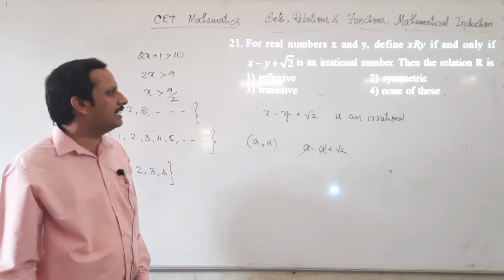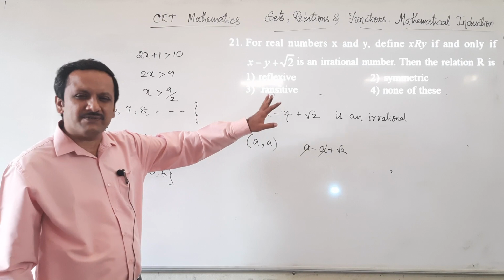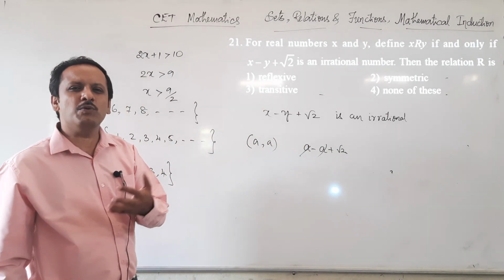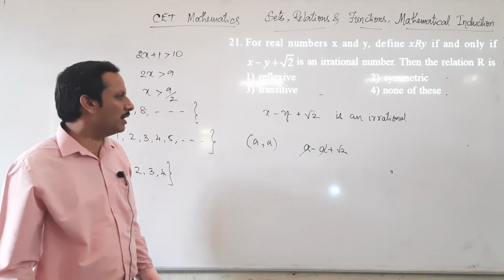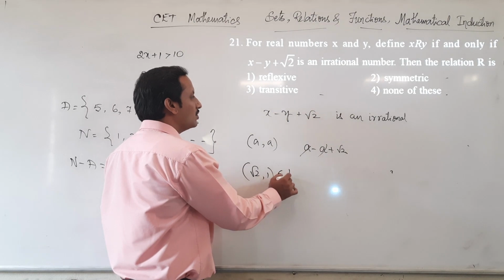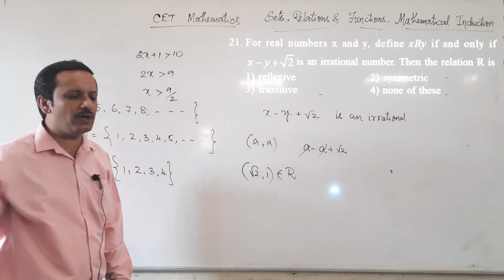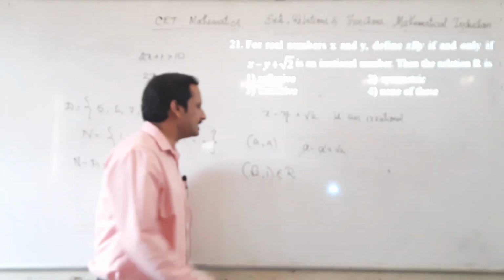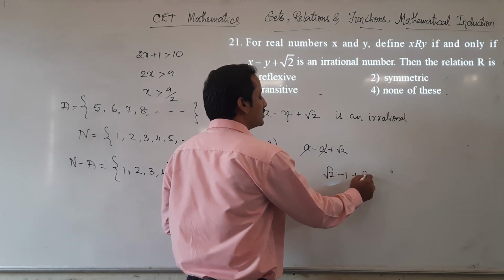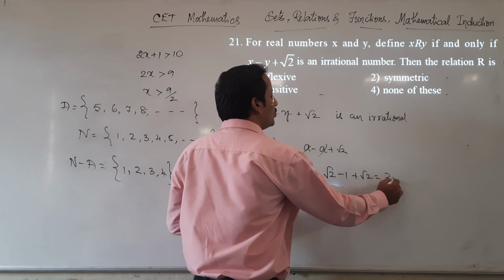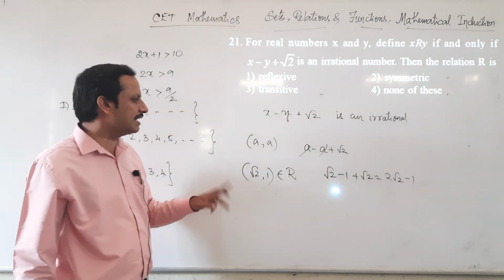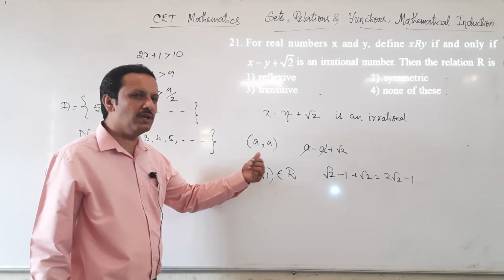Then is it symmetric? So, obviously, as far as this question is concerned, this is the answer, reflexive. That's okay. Now, I'll explain why it is not symmetric. For example, if I take root 2 comma 1, this belongs to this relation, because if I substitute x as root 2 and y as 1, I am going to get root 2 minus 1 plus root 2, which is equal to 2 root 2 minus 1. This is an irrational number. Therefore, root 2 comma 1 belongs to R.